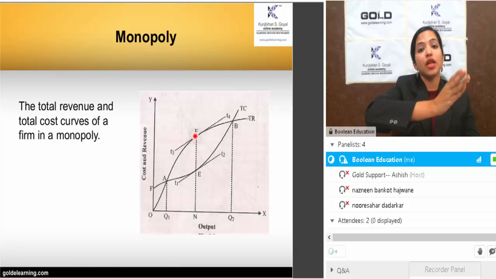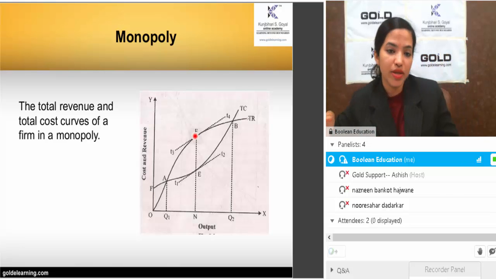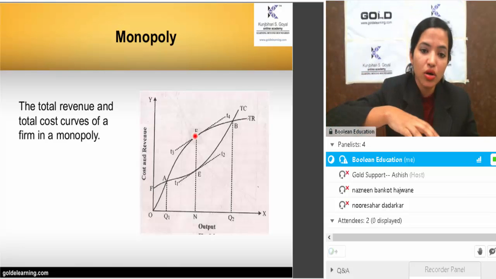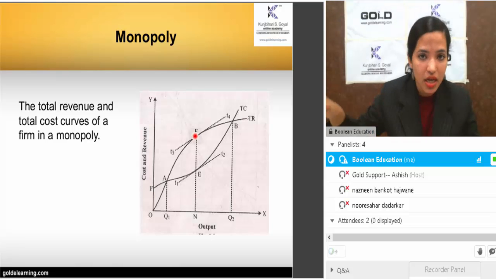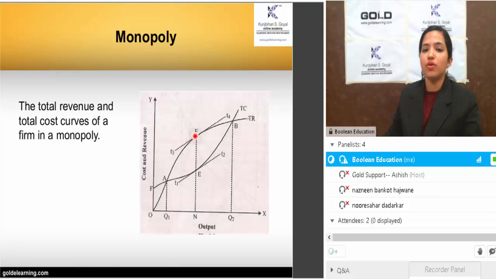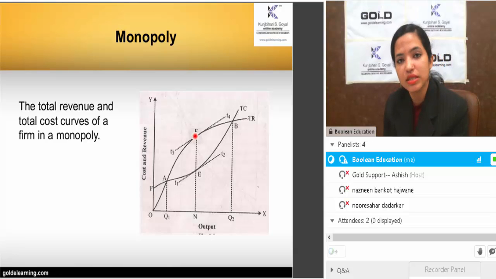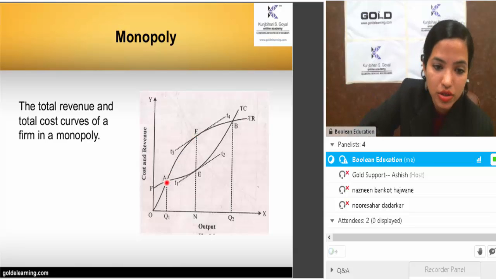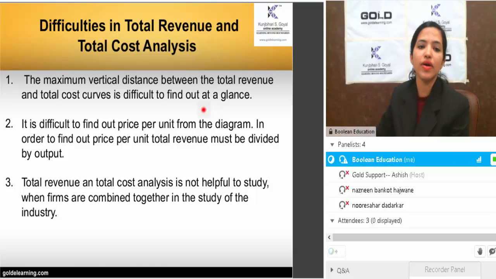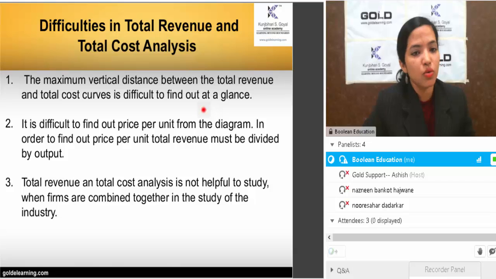The difference between perfect competition and monopoly is that in perfect competition total revenue is a straight line, and in monopoly condition total revenue is a diminishing line. The rate of increase is diminishing, hence you have this curvature line which is the TR, right?